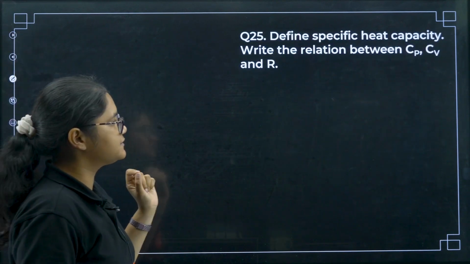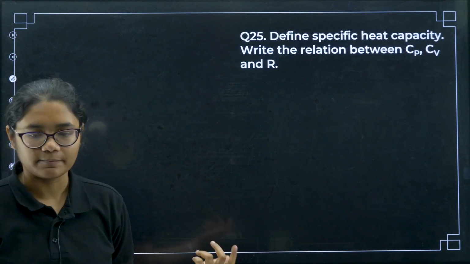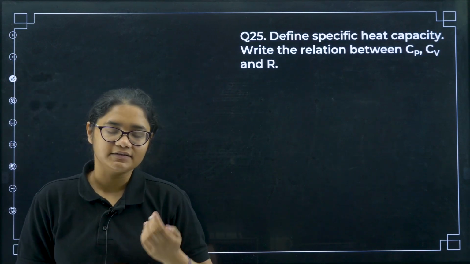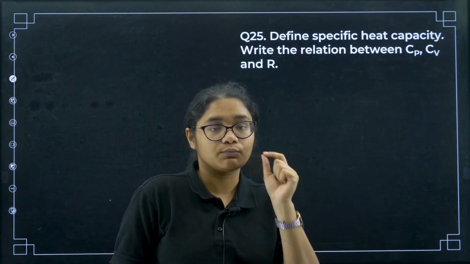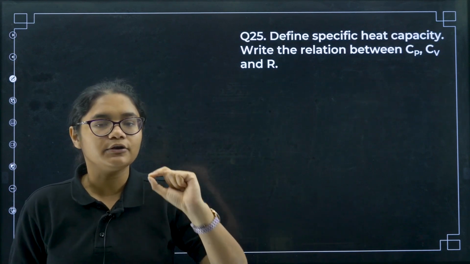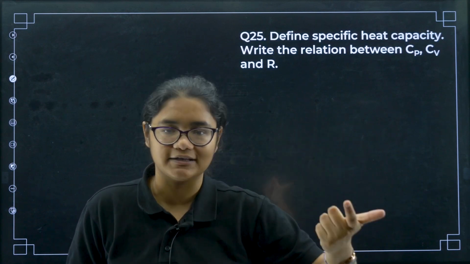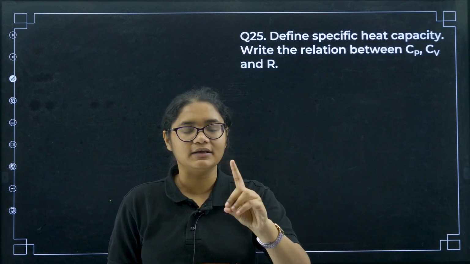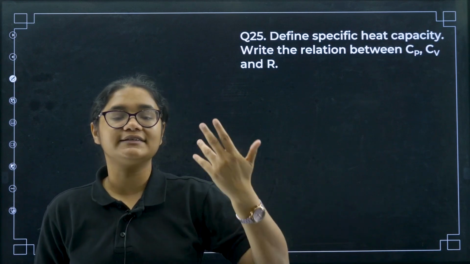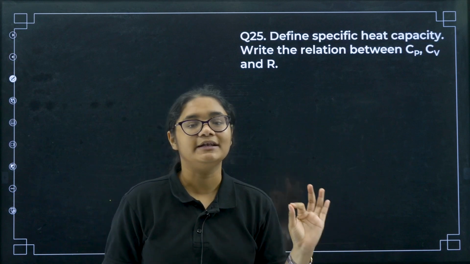Define the specific heat capacity, and write the relation between Cp, Cv and R. So specific heat capacity: suppose you have 1 unit of substance, it can be 1 gram or 1 kg, and you want to raise the temperature of that substance by 1 degree Celsius. The heat required by 1 gram of a substance to raise its temperature by 1 degree Celsius is called your specific heat capacity.